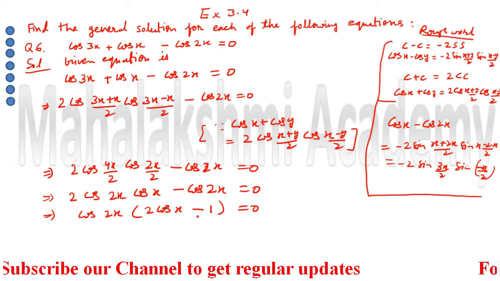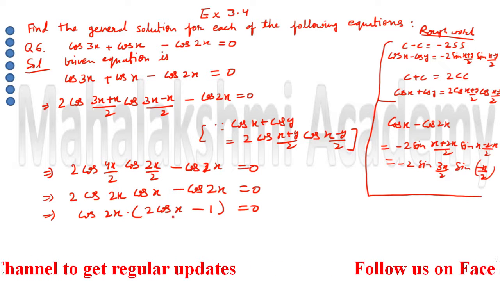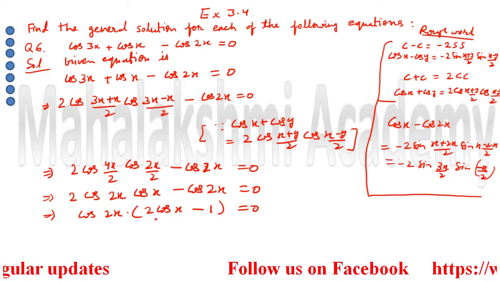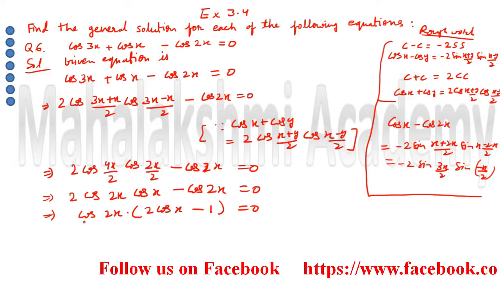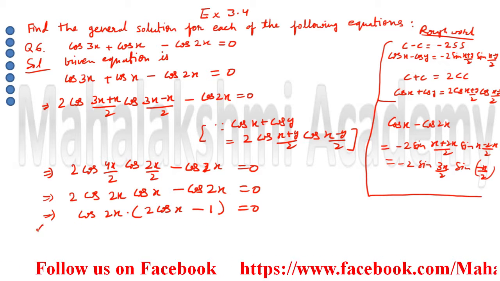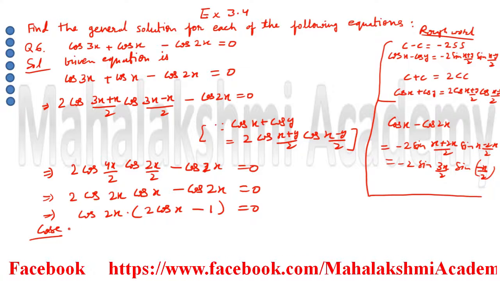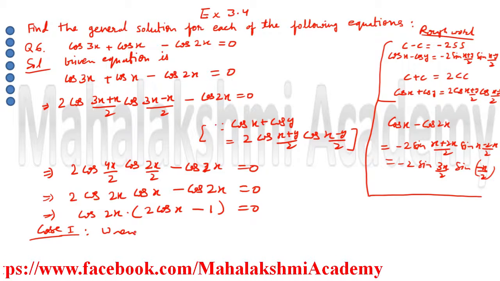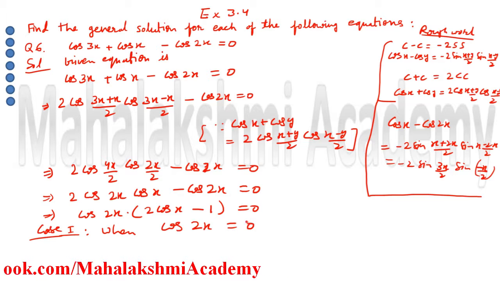Now here, according to this line, what we have is the product of cos 2x and this bracket equal to 0. So the conclusion is either this cos 2x is 0 or 2 cos x minus 1 is equal to 0. So we will start by assuming both the cases. Case first, when cos 2x is equal to 0.